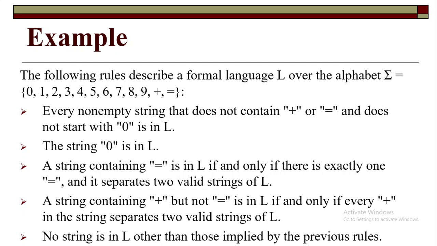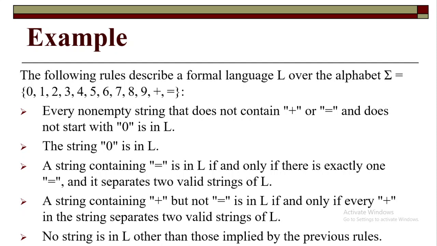So if there is an equal to symbol in L, then there must be exactly one such symbol and it should separate two valid strings of L. Then a string containing plus but not equal to is in L if and only if every plus in the string separates two valid strings of L. Like the equal to symbol, there can be a plus symbol, but it also should separate two valid strings of L.